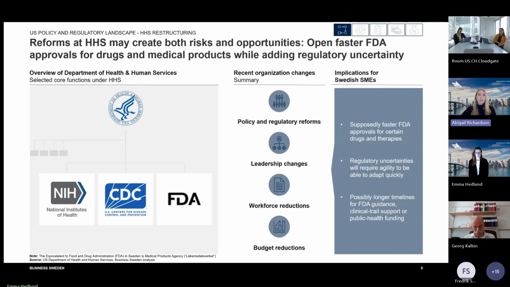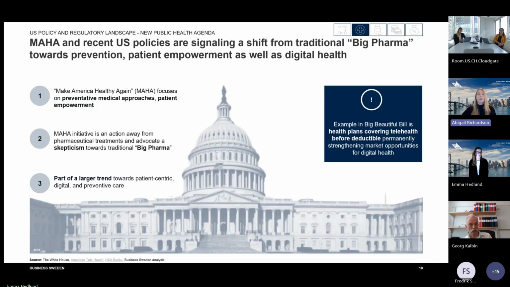But with that, we can probably move on to MAHA, that Make America Healthy Again initiative that was announced in early 2025. What we're seeing is this is definitely a pivot away from the healthcare system that has been more traditionally dominated by pharmaceuticals, and we're moving more towards prevention, patient empowerment, and lifestyle-based intervention. So it's definitely more of a political statement as it is a policy agenda. We're seeing that there's a lot of skepticism when it comes to big pharma, and they want to have a stronger focus on public health.